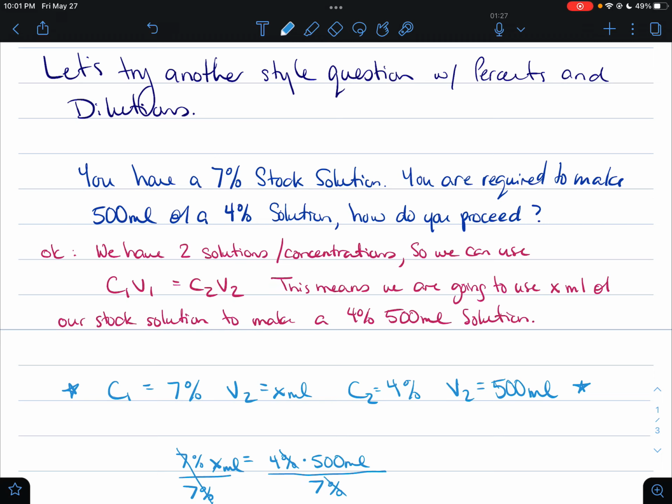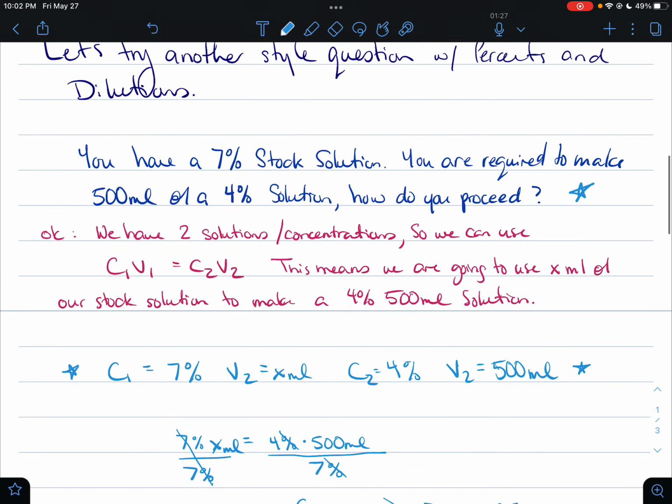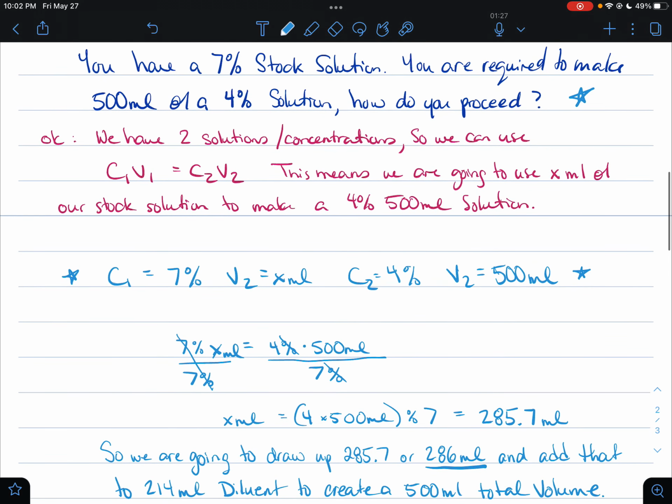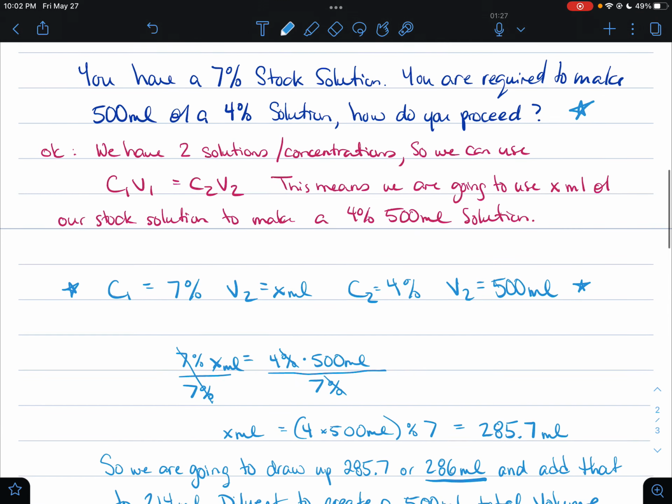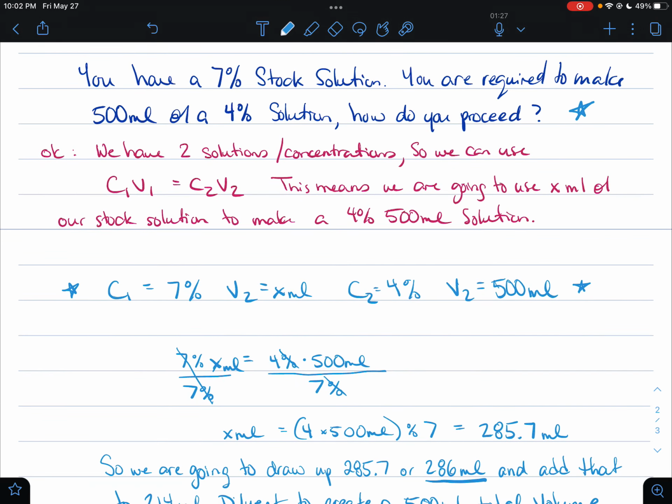You're required to make 500 mils of a 4% solution. So how do we proceed from here? Okay, so we have our 7%, our 4%, and our 500 mils. So the concentration of the first solution is 7%. We don't know how much volume we're going to be using yet. We're going to be figuring that out.